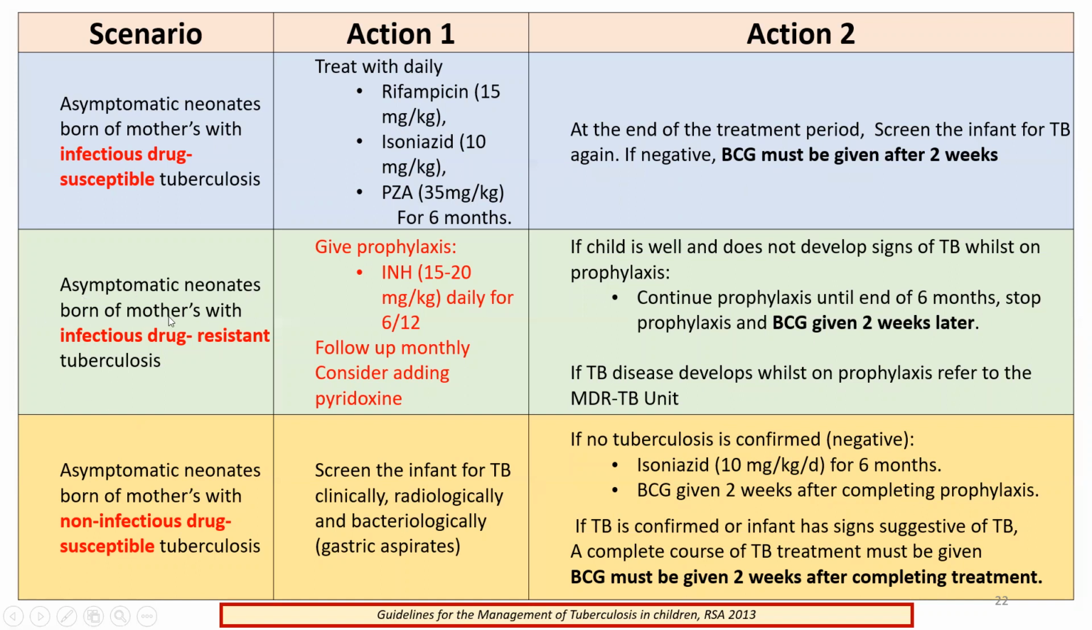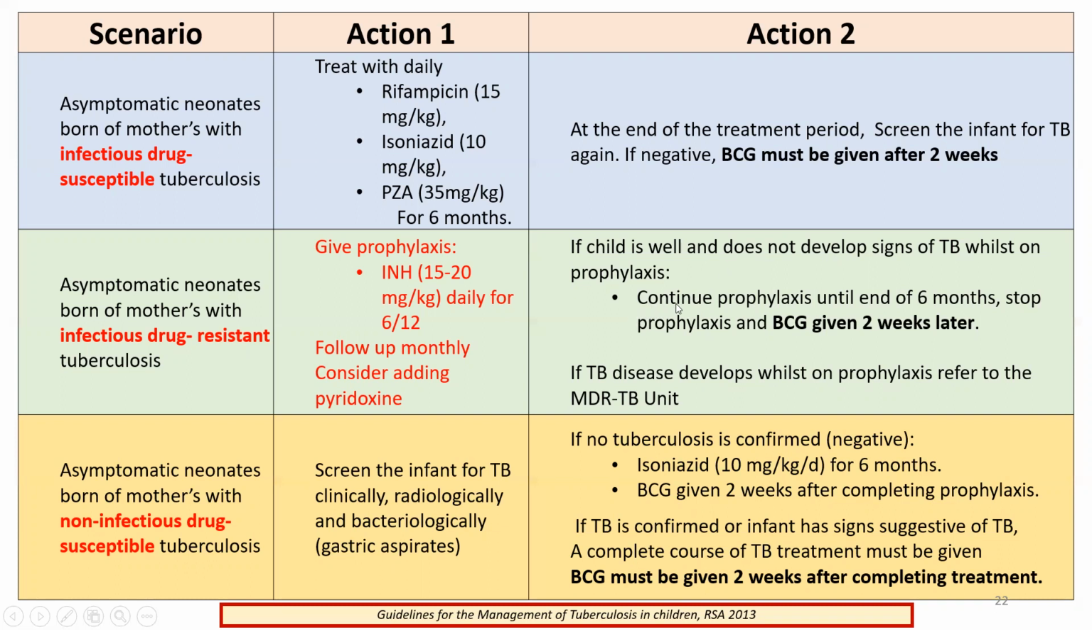Whereas for an asymptomatic neonate born to a mother with infectious drug-resistant TB, this is what you're going to do. If the child is well, you're going to give prophylaxis after excluding TB in the child, doing an X-ray and an aspirate. You're going to give INH prophylaxis, 15 to 20 milligrams daily for 6 months, and you follow up the child monthly, adding pyridoxine. The child should not develop any signs of TB whilst on prophylaxis, so you have to monitor the child monthly to check if any signs are developing.